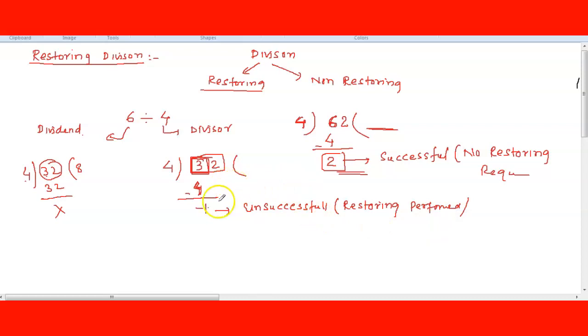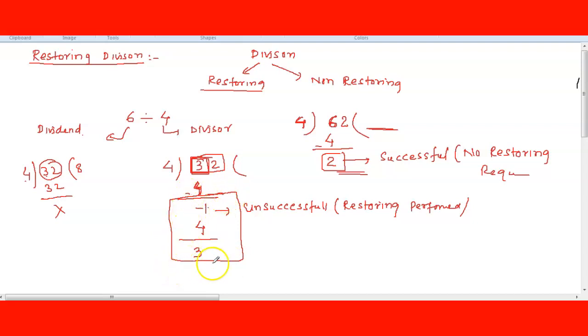So how will you restore it? It means -4, but I want to get back to the 3 only. The register, this microprocessor, wants to get back to the 3 only. So what will you do? Again, whatever you subtracted, you add it back, and you will get the value of 3. So this method is called restoration.